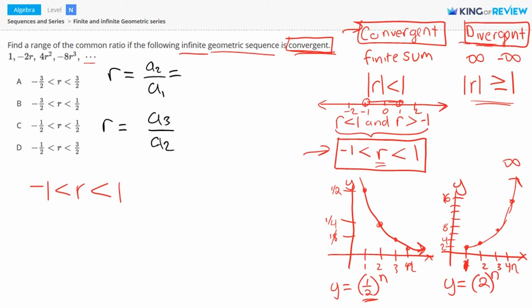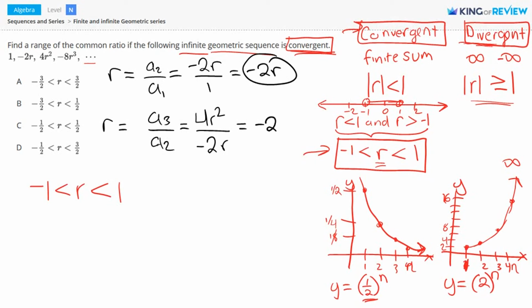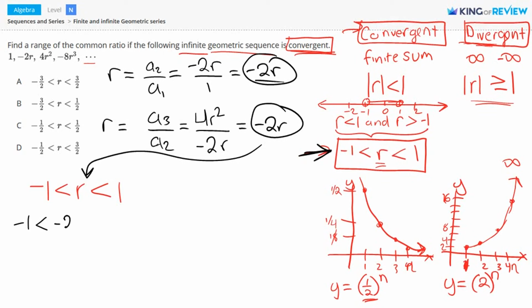So for a2 over a1, we have negative 2r over 1, and this equals negative 2r. So our common ratio is negative 2r. Let's see what we get here. a3 over a2. a3 is 4r squared. This is divided by a2, which is negative 2r. And when you work this out, you get negative 2r, which is what we found here. So now negative 2r goes here into the condition for a convergent series. So we have negative 1 is less than negative 2r, which is less than 1.